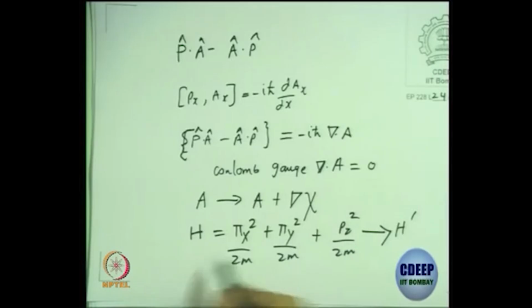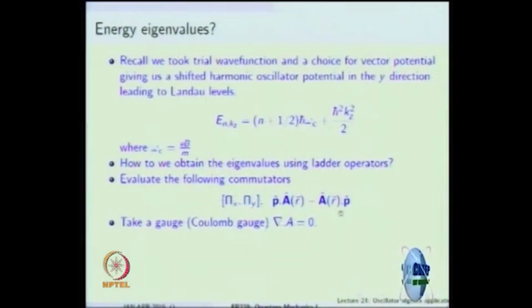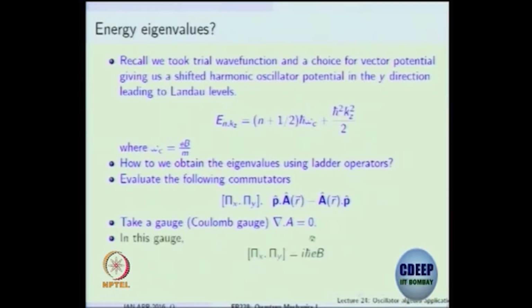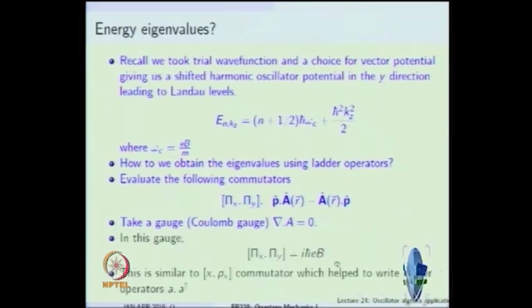But what happens to the Hamiltonian? The Hamiltonian can in principle change to H prime. So we worked out pi x and pi y, and P dot A and A dot P. Take the Coulomb gauge, and in this gauge the commutator of pi x and pi y is iħ eB, and this is similar to our familiar x, px commutator which helped us to write a and a dagger. So that's the motivation.